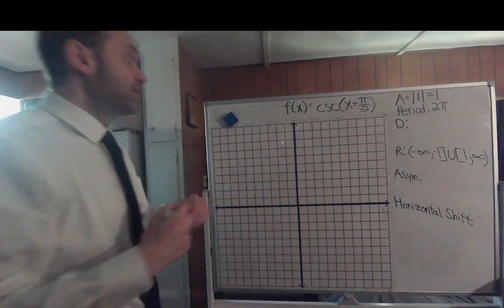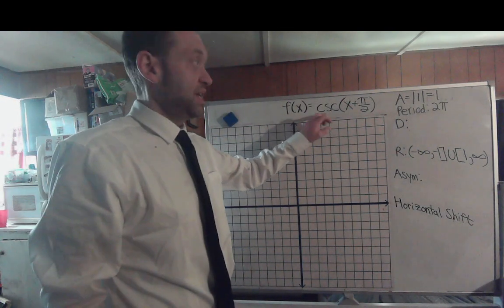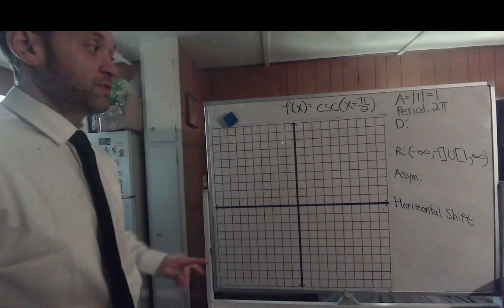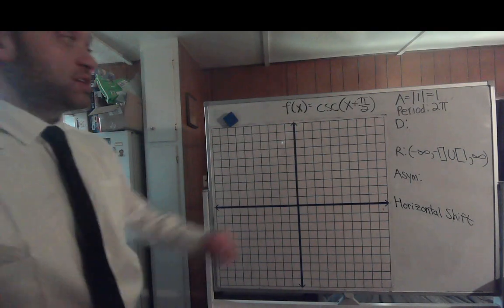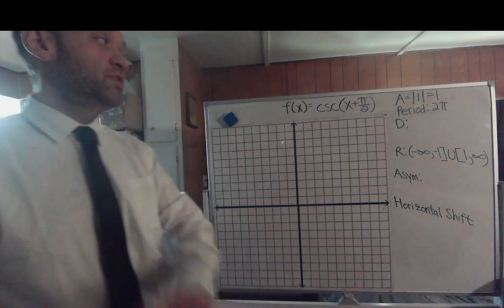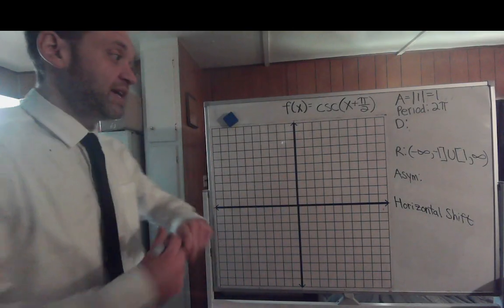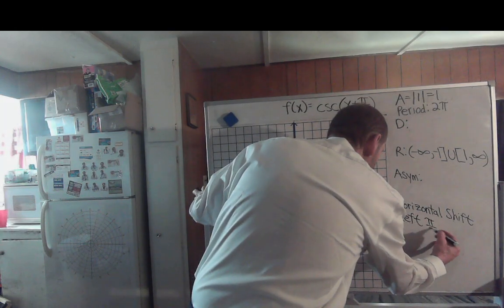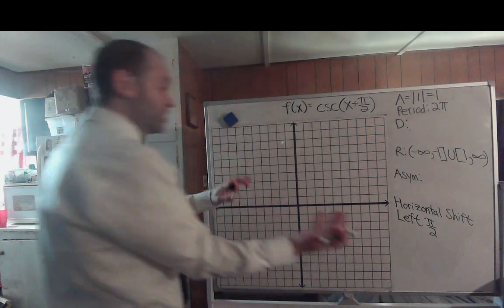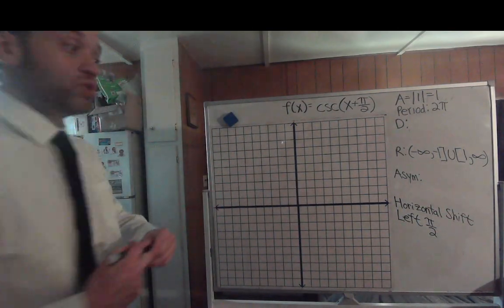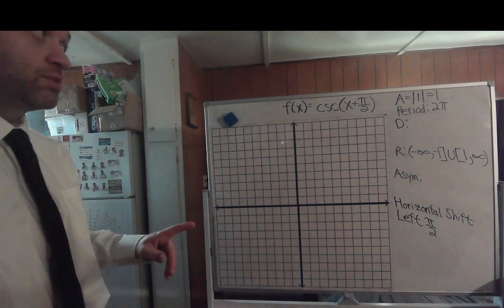Alright, so this time we have f of x equals the cosecant of x plus pi over 2. This denotes another horizontal shift. If you set x plus pi over 2 equal to 0, you'll get x equals negative pi over 2. So you have a horizontal shift left pi over 2 units. So everything's shifted to the left pi over 2 units, which is actually going to shift your asymptotes.